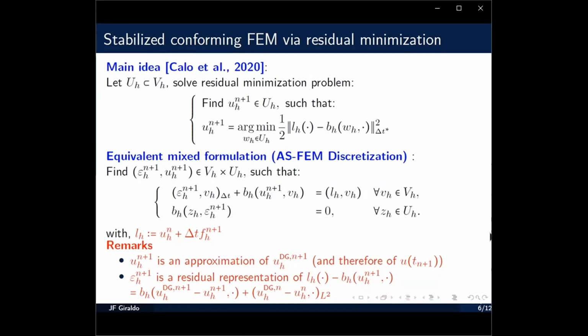What we finally solve in each time step is this saddle point problem, which is the equivalent mixed formulation from the residual minimization problem, where u_h^{n+1} is the continuous solution in the time step n+1, and epsilon^{n+1} is our error estimator. This error estimator measures the distance between the discontinuous solution and the continuous solution in the time steps n and n+1.